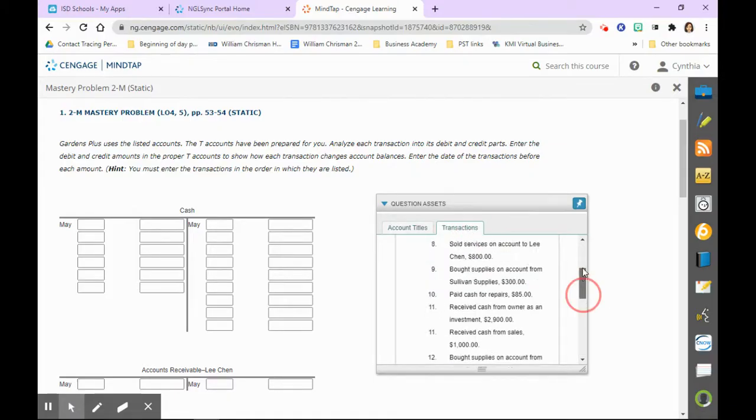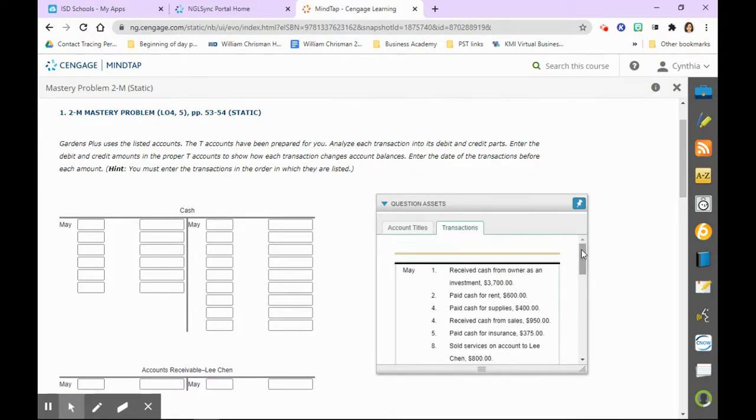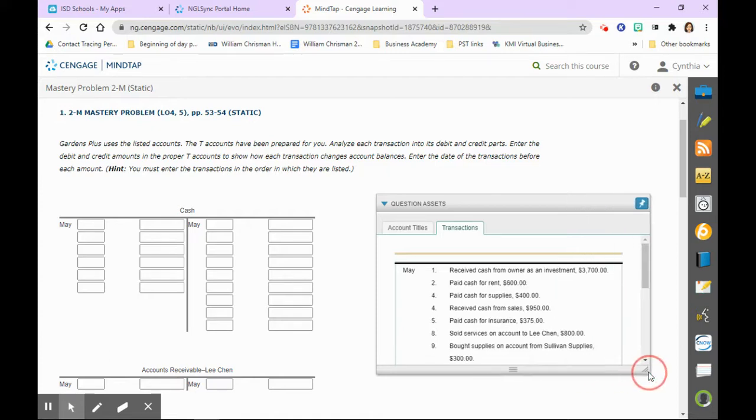Our first transaction says received cash from owner as an investment, and we've been doing that transaction now for a couple weeks. So we know that cash and capital are the two accounts affected. Cash is an asset, and assets increase with a debit. So we're going to go to cash, to our left side because debit means left, and on the 1st of May we're going to put in the $3,700 on the debit side.